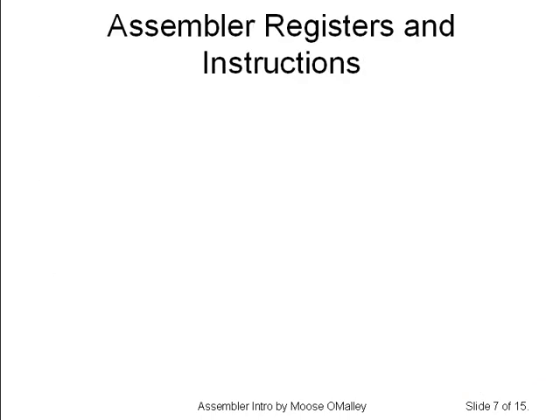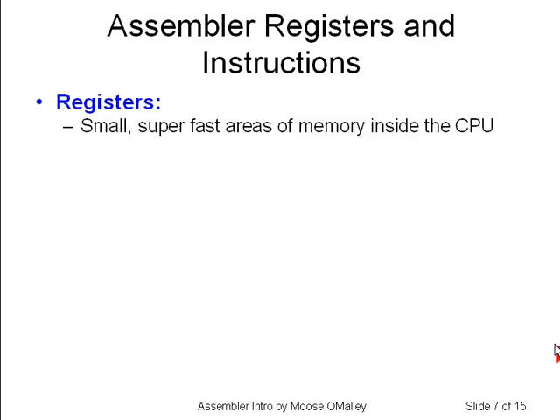So a bit on registers and instructions. These are two things you need to keep in mind. Registers are small, super fast areas of memory in the CPU. Generally you've got maybe 16 registers, or 16 areas where you can store data. It might be 8 registers. It depends on the CPU, depends on the architecture. But there are a limited number of registers.